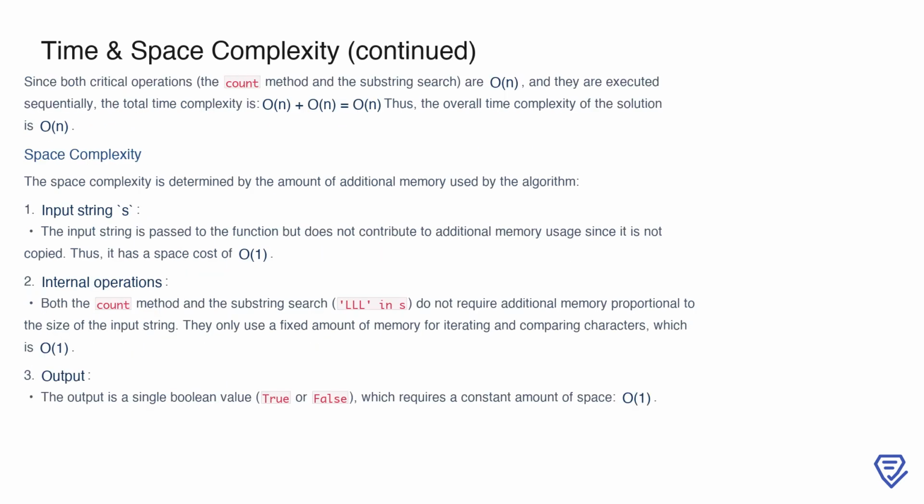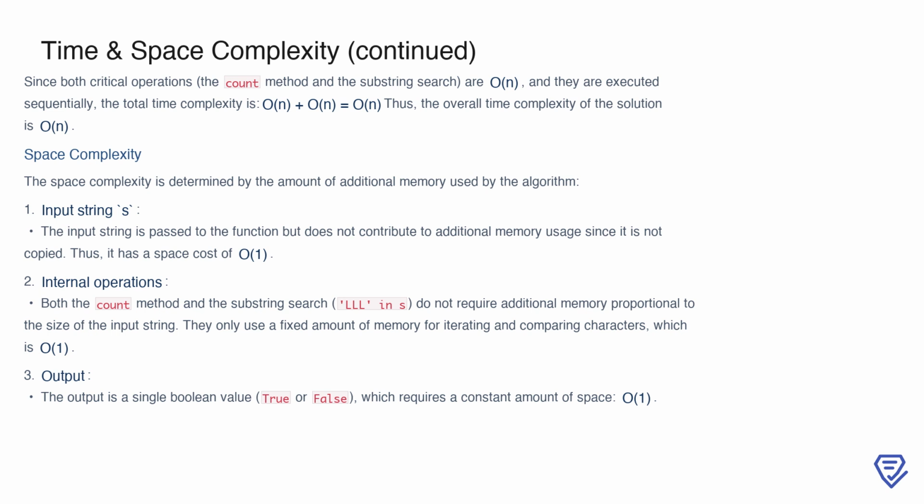Now, combining these individual time complexities, we see that both the count operation and the substring search are O(n), and since they are executed sequentially, the total time complexity becomes O(n) plus O(n) equals O(n). This means the overall time complexity of the solution is O(n).